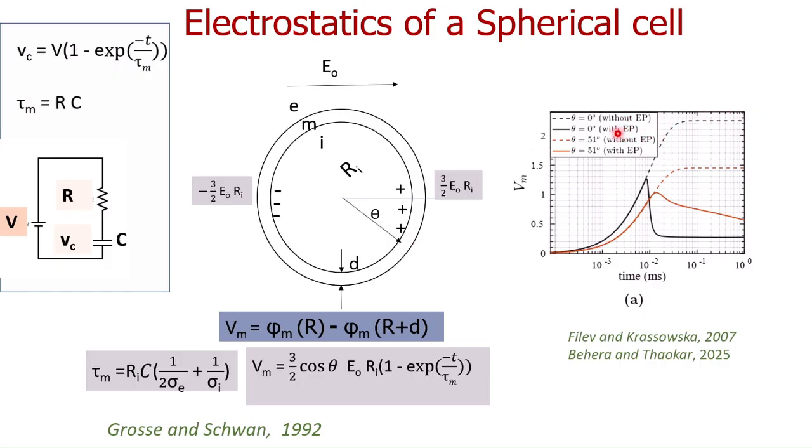And at 51 degrees Celsius, for example, if you plot it somewhere here, the transmembrane potential is lower. Okay, so you follow the dotted lines. So this is how the transmembrane potential builds. So now what happens next?